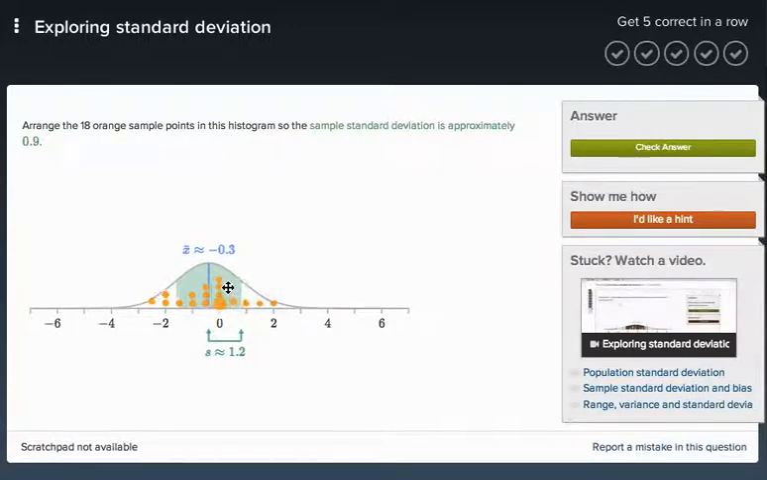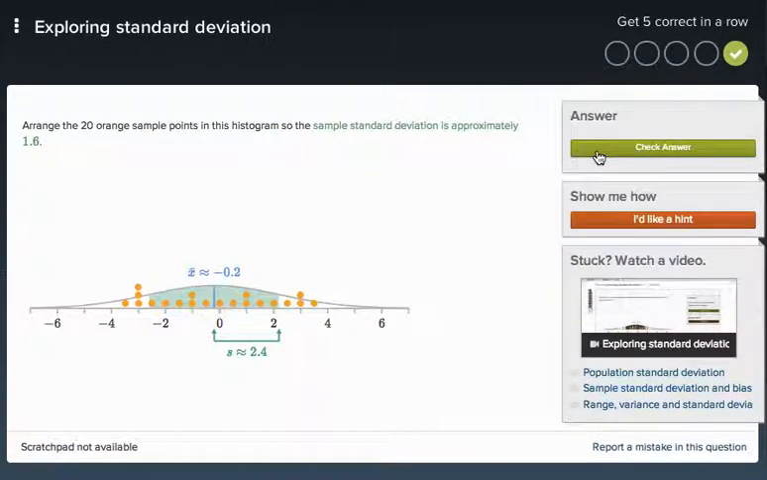So let's see if we can keep going. It's getting a little bit smaller. I'm just kind of stacking these up close to the center. Oh, we got one. Oh, 0.9. There we go. Now, yours might look a little bit different than mine, but the trend was as we move towards the center, towards our mean, our standard deviation got smaller.